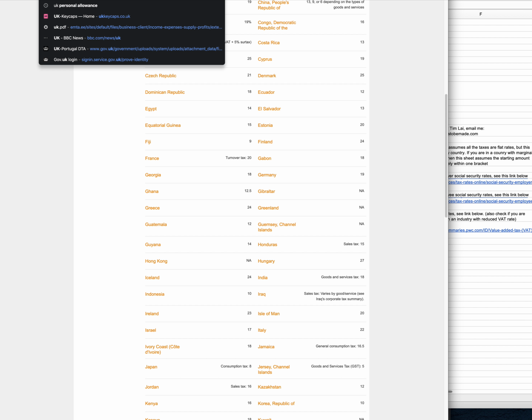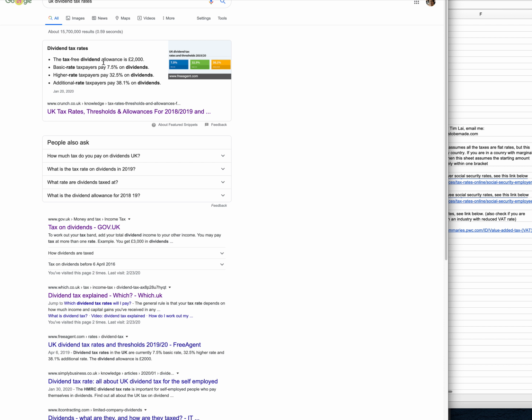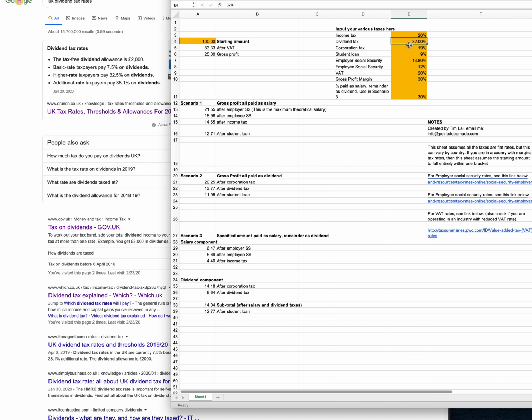Let's have a look. UK dividend tax rates. If you are a basic rate payer, it'll be 7.5%. Okay. So after dividend tax, if you do have a student loan, it's also calculated on your unearned income, which includes dividends. So if you do have a student loan, it's going to be 16.91%. If you don't have a student loan, it's going to be 18.73%.